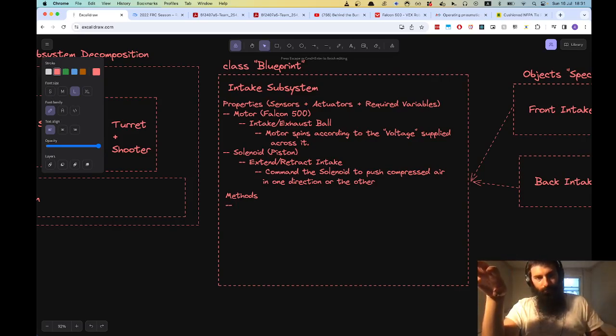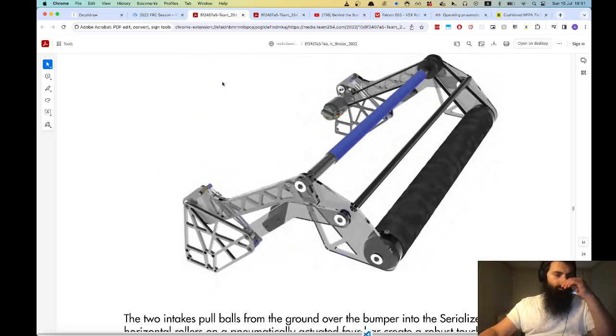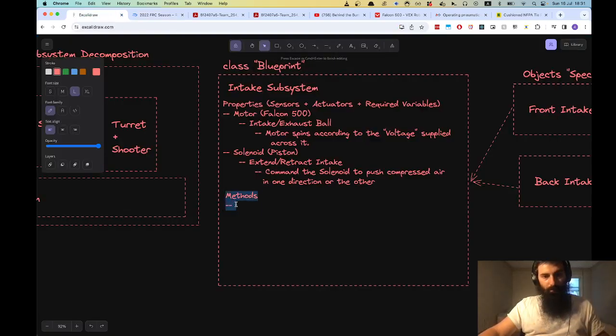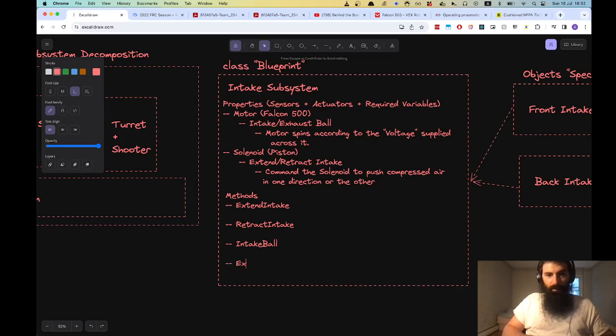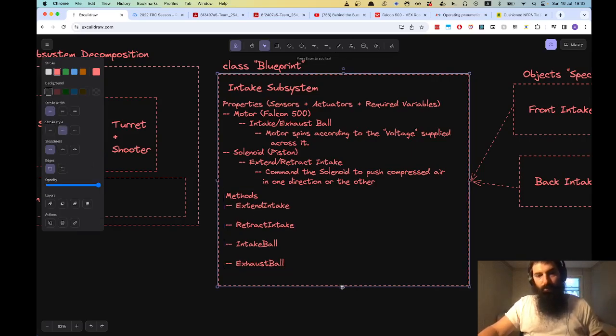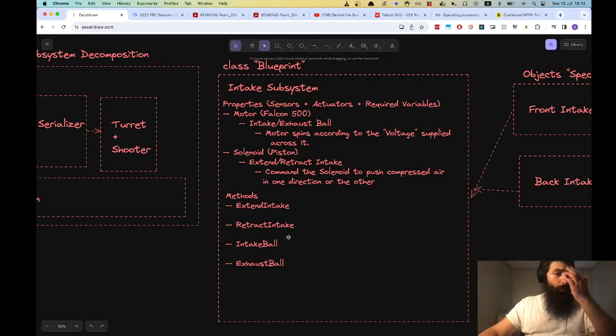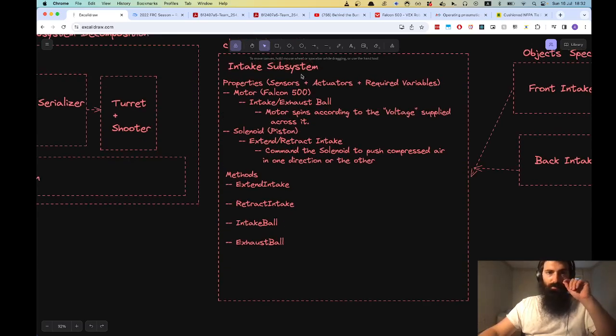Okay, and now here's where it gets interesting, because now we can ask ourselves, what can this intake subsystem do? If we look back to the intake subsystem, I see it as doing effectively two different things. It can intake a ball, it can exhaust a ball, like spit the ball out, and it can extend or retract itself. So if we go back here, we can say extend intake, retract intake, intake a ball, and exhaust ball. It seems like these are the four robot functions that this intake is responsible for.